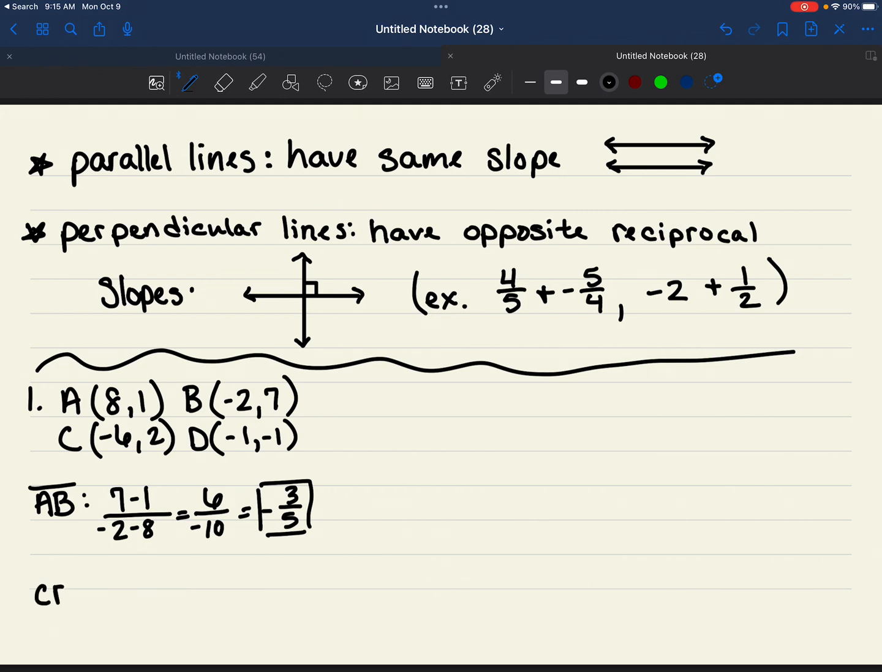Okay, then all you have to do is the same thing for CD. So somebody else tell me, how would I find the slope of CD? -1 minus 2 over minus what? Minus -6. Okay, -1 minus 2, we get -3. What about negative 1 plus 6? 5. Positive 5. Okay. What do I notice about those two slopes? Which means this is what type of lines? Parallel.